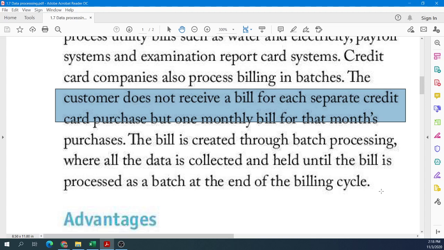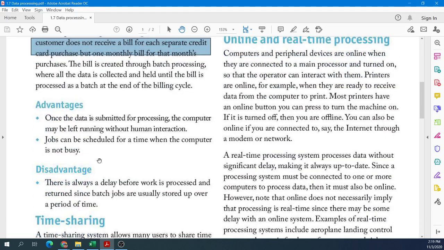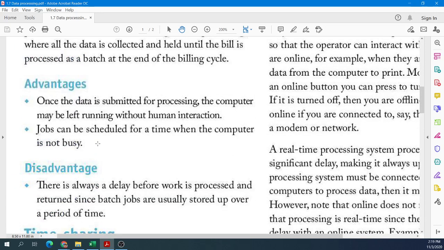They wait for maybe a month's period, however they want to average it, and they wait for that group of data to be collected and then they would process that data. That is another example of batch processing. They don't process as soon as they get data, but they wait for a group of data in order to process all of that data. So let's look at the advantage and disadvantage of batch processing.